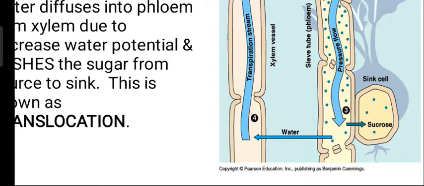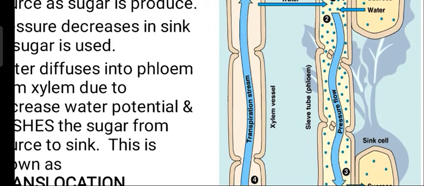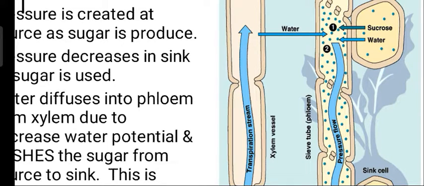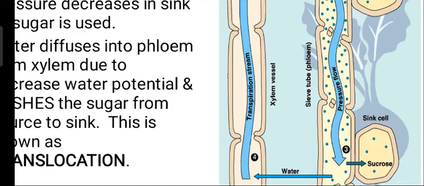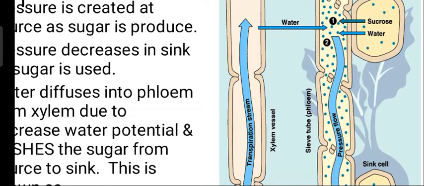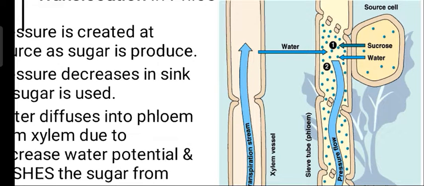Here, this is a phloem tube on our right side, and on our left side is the xylem. It means that the xylem contains water and the phloem contains sugar concentration. At the very first step, what happens? Sucrose is produced. When sucrose enters the phloem tube, ultimately the phloem tube contains just sugar.